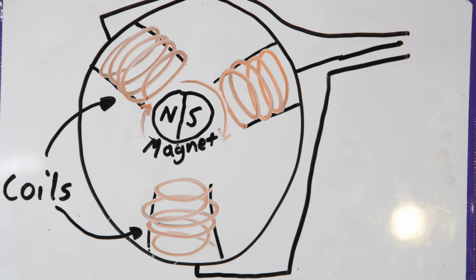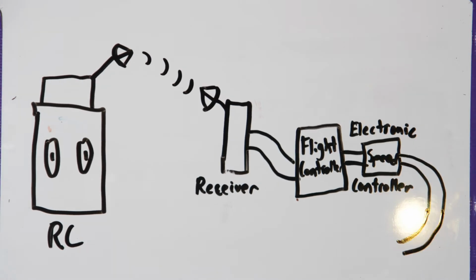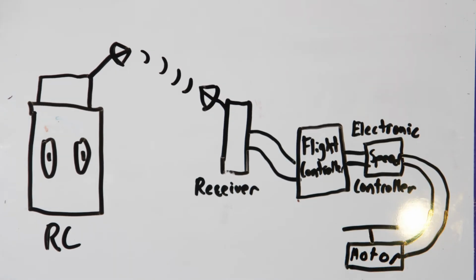Now, I need a control system. The remote control sends a signal to the receiver on the drone. The receiver then relays this information to the flight controller, which creates a plan of attack by sensing the orientation of the drone using a barometer and/or gyroscope. Then, this plan is sent to the electronic speed controller.